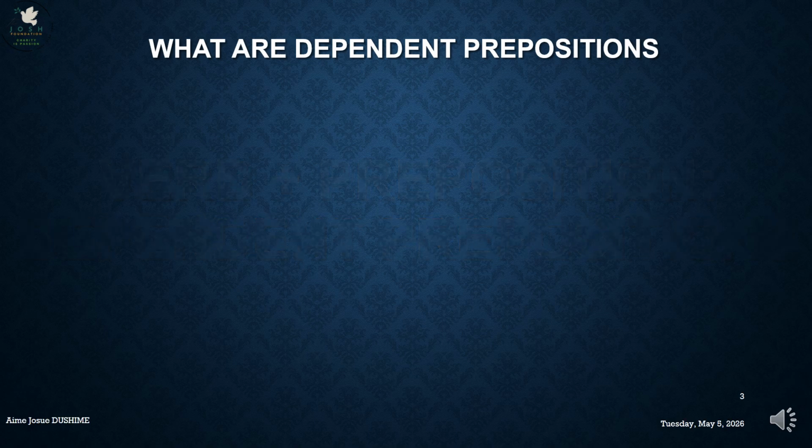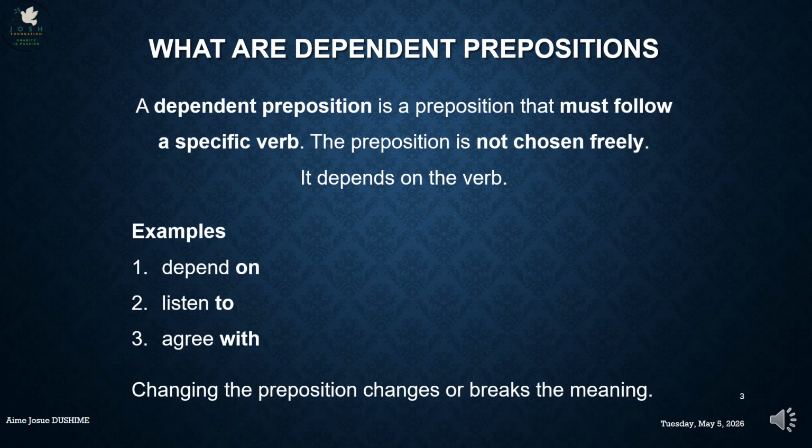When I say dependent preposition, what does it mean in a simple word, in a simple understanding? A dependent preposition is a preposition that must follow a specific verb. It means the preposition is not chosen freely. No. It depends on the verb. That's why we call it dependent. The verb determines a specific preposition that must follow a specific verb.